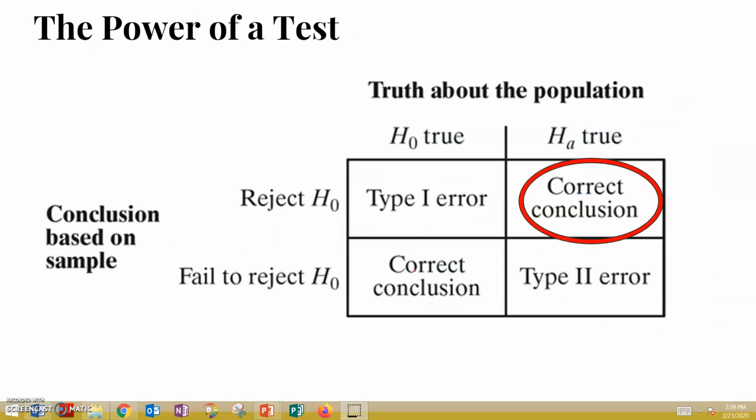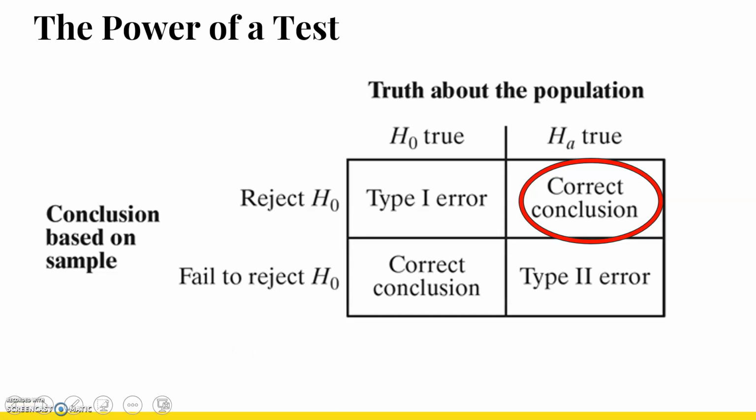So let's revisit this table here that we first looked at when we started discussing type 1 and type 2 errors. And again, just to recap, a type 1 error is when you reject the null hypothesis when the null is actually true. And a type 2 error is when you fail to reject the null hypothesis when the null is actually false and your alternative is true.